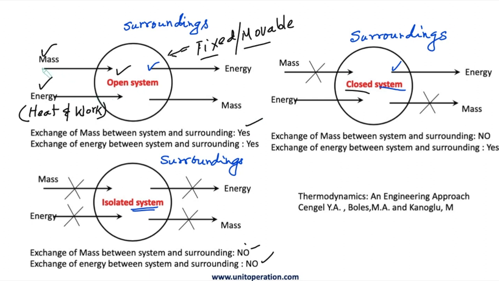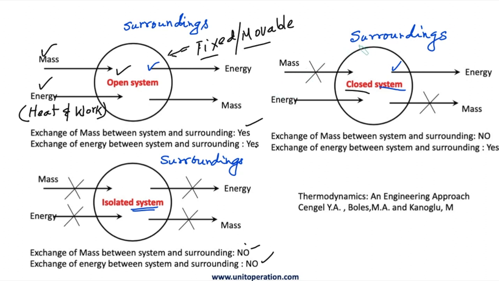So mass can come in from the surrounding to the system, or mass can go out from the system to the surrounding. Similarly, energy in the form of heat and work can be exchanged between the system and the surrounding. We'll see examples of both when we go to real life problems. So for an open system, exchange of both mass and energy is allowed.